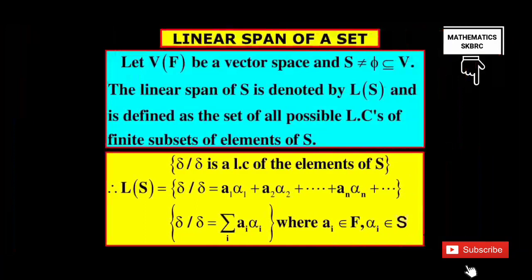Let delta belong to L(S). That gives delta is a linear combination of the elements of S. That gives delta equal to a1 alpha 1 plus a2 alpha 2 plus and so on, an alpha n, that is, delta is equal to sigma a_i alpha_i, where a_i belongs to F and alpha_i belongs to S, where F is a field.